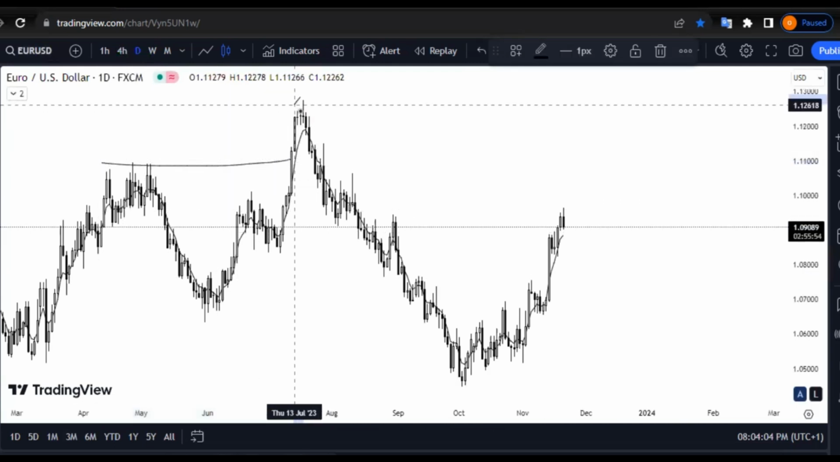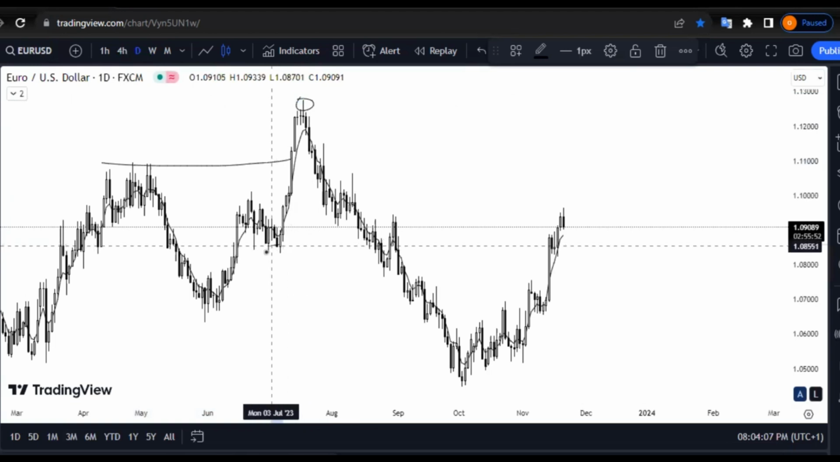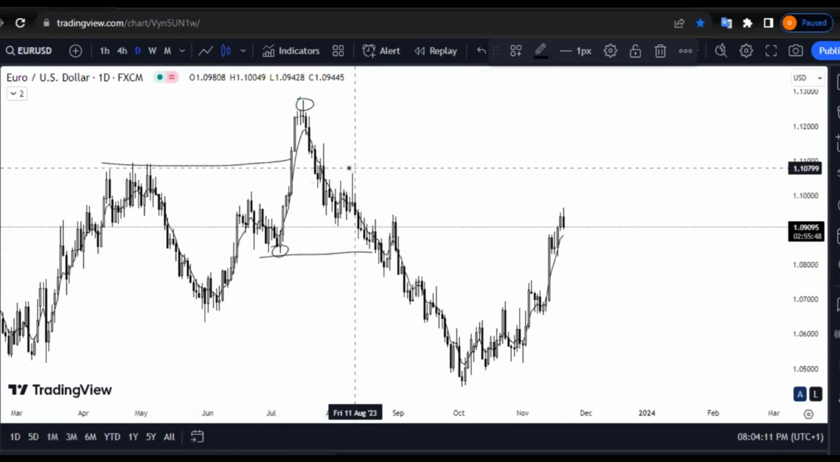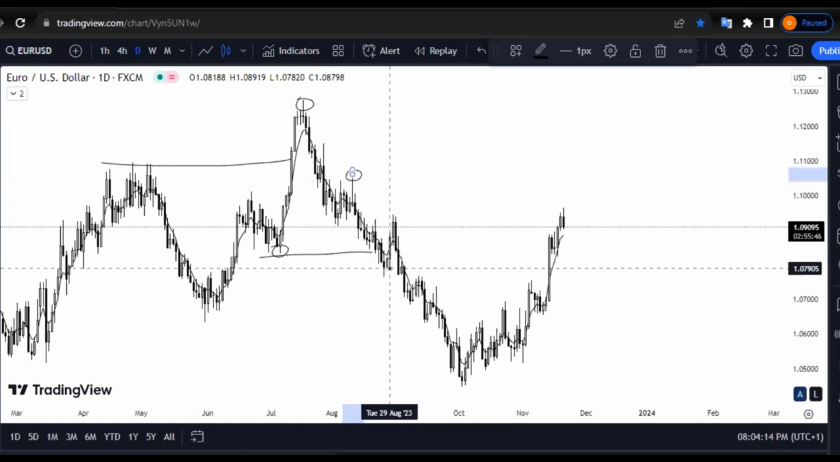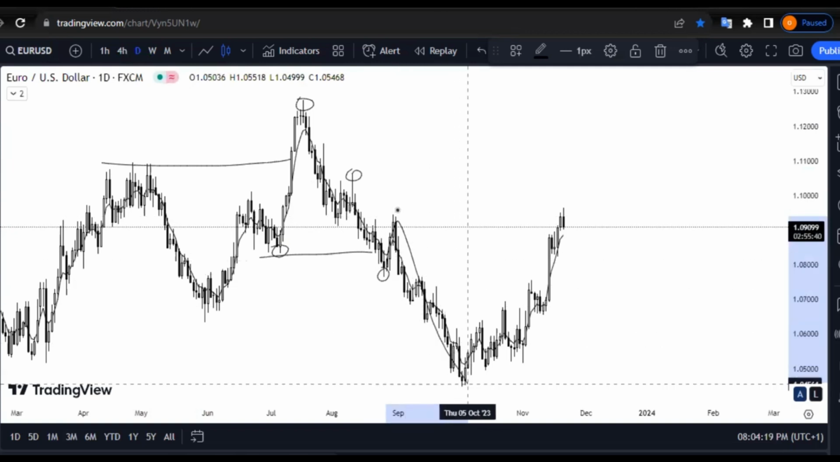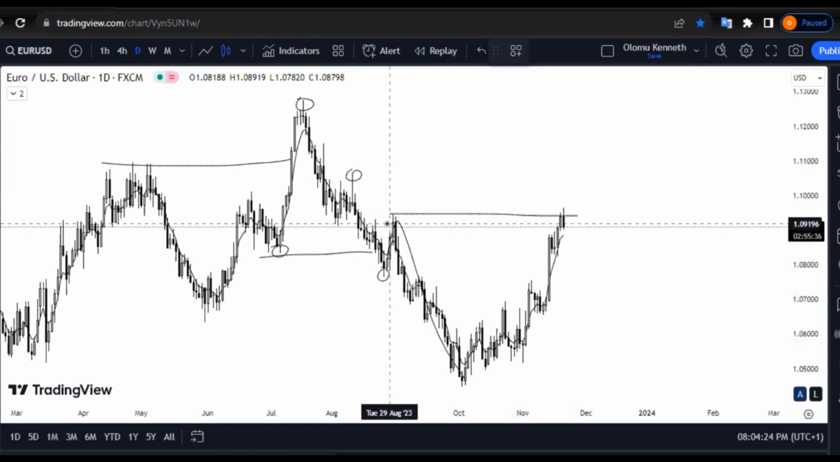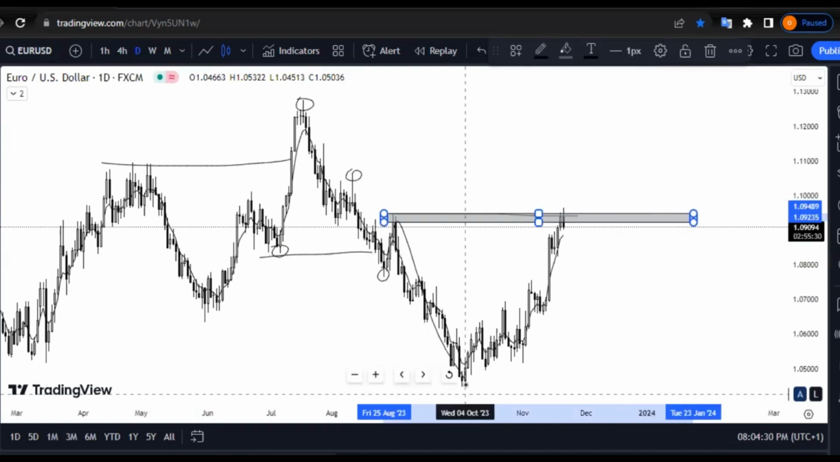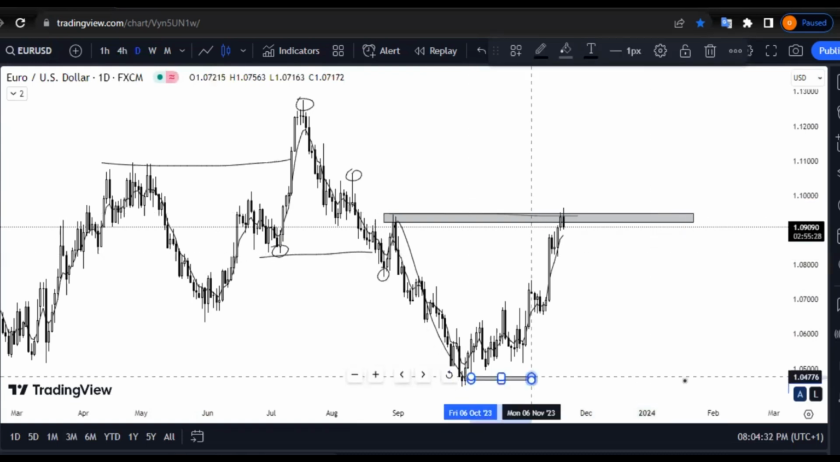Last impulse to the upside, break of structure by this low, correction, another impulse. So we have a range. Where's our range? We have a range here. Price just currently tapped on that. We have our range there, and here is another range.